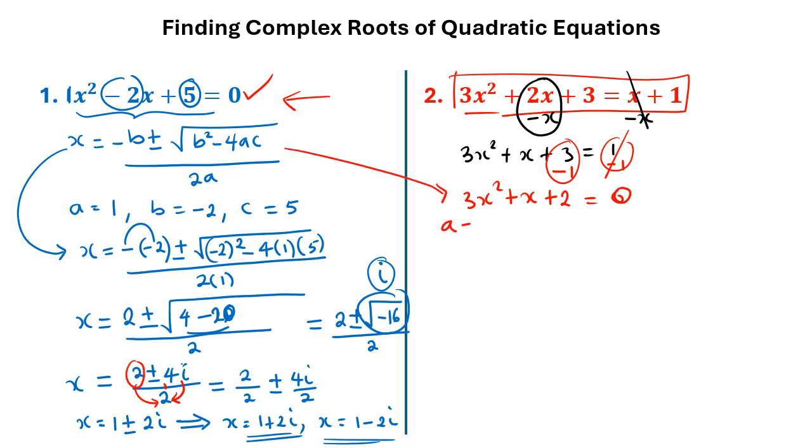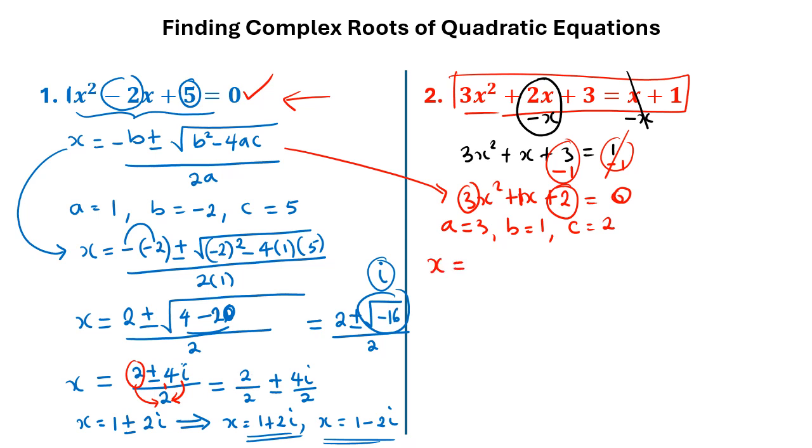So from here, I know that A will be 3 and B will be 1, because that coefficient there is just invisible, but we know it is going to be 1. And we know that C will be positive 2. All right, and we're good to go. So I am going to substitute now into that giant formula.